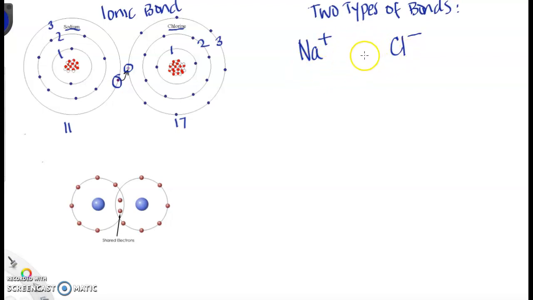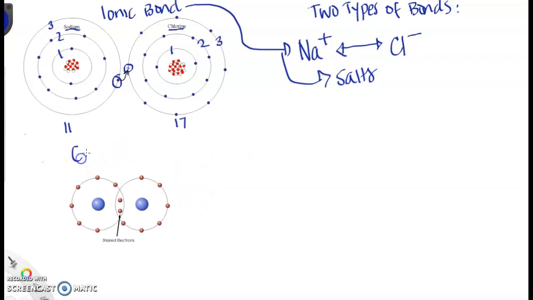When this happens, positives and negatives like to stick together. They stick together like little magnets, and they form salts. So ionic bonds between elements, not including oxygen or hydrogen, will form salts.